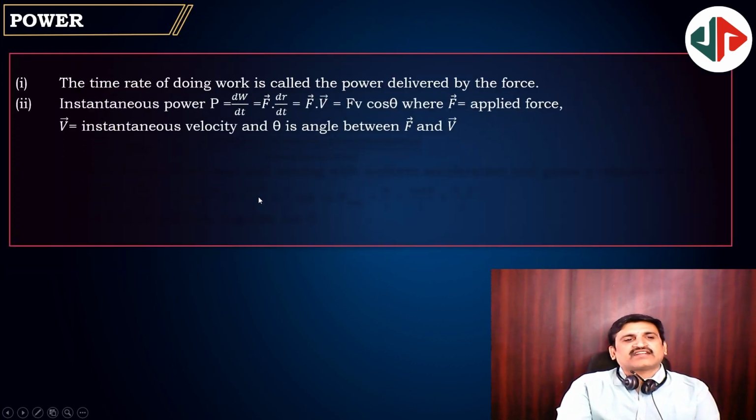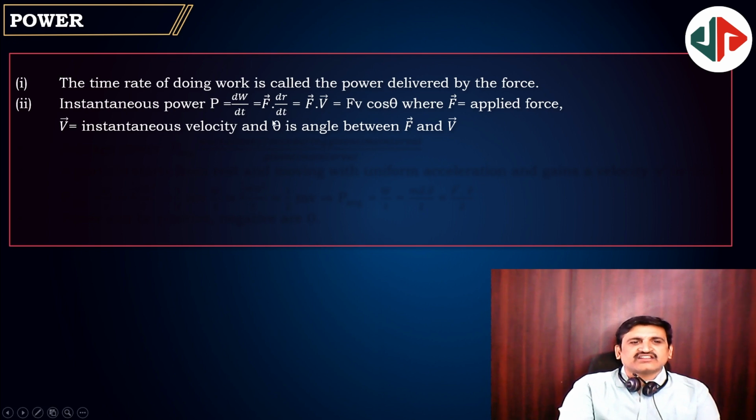Power. The time rate of doing work is called the power delivered by the force. So P is equal to dW by dt. Don't learn power is equal to W by t. Learn power is equal to dW by dt. Rate of doing work is called power. So for constant force, F dot v you can take as power, for constant forces only, not for variable forces.